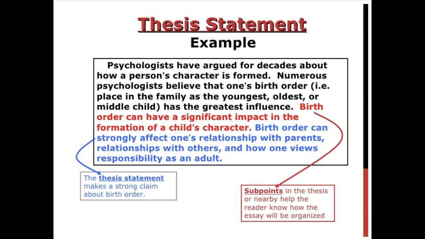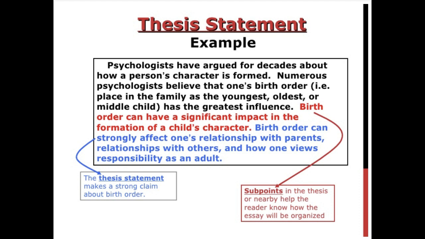It's going to be focused on how being born in a certain order in a family is going to impact someone's character. And then they move on to their thesis statement. So their thesis statement is birth order can strongly affect one's relationship with parents, relationships with others, and how one views responsibility as an adult. So they have a clear and concise sentence here. It explains the layout of the rest of the essay.